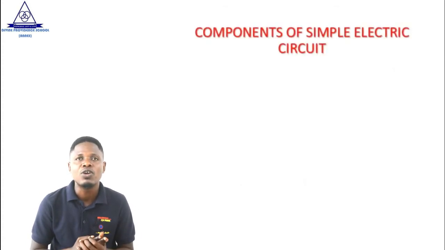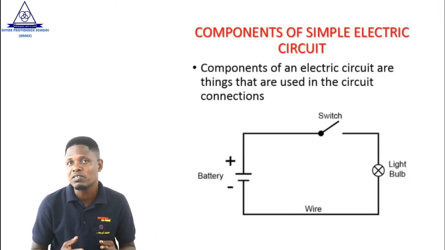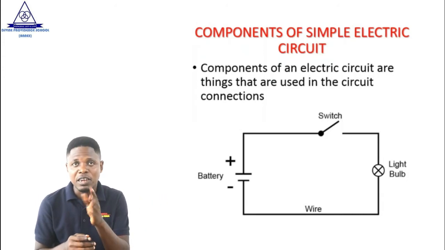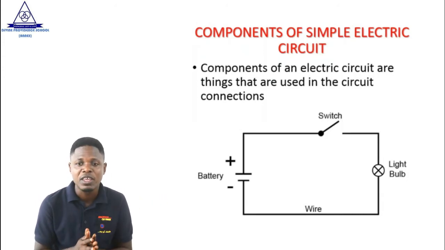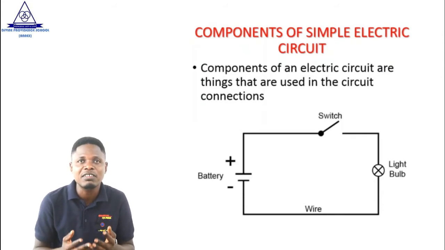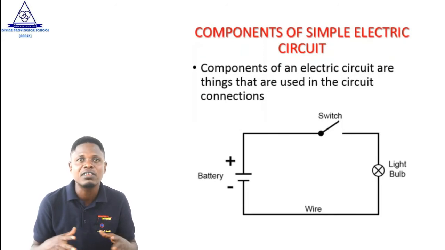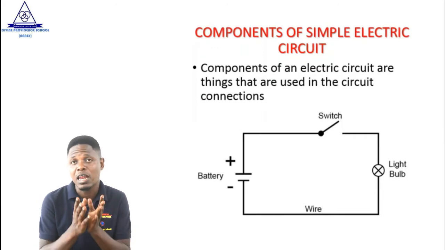Let's quickly have a look at the components of a simple electric circuit. In the definitions, I defined what a circuit is. Now you see an electric circuit in the image there. That is a simple electric circuit. Components of an electric circuit are things that are used in the circuit connections. Can you see it?